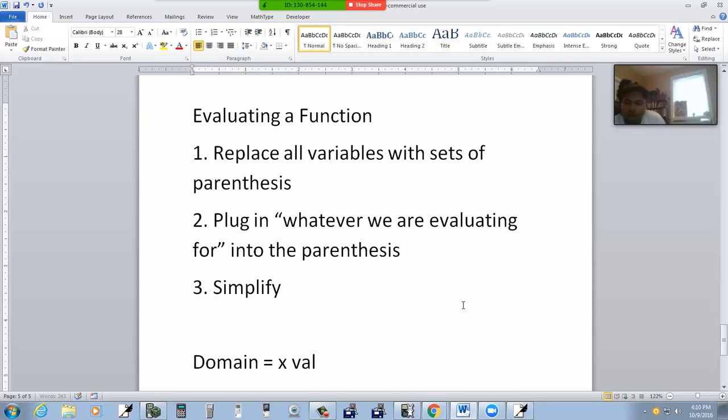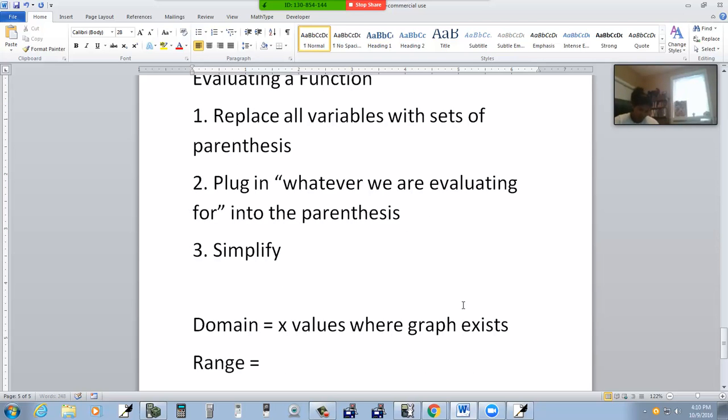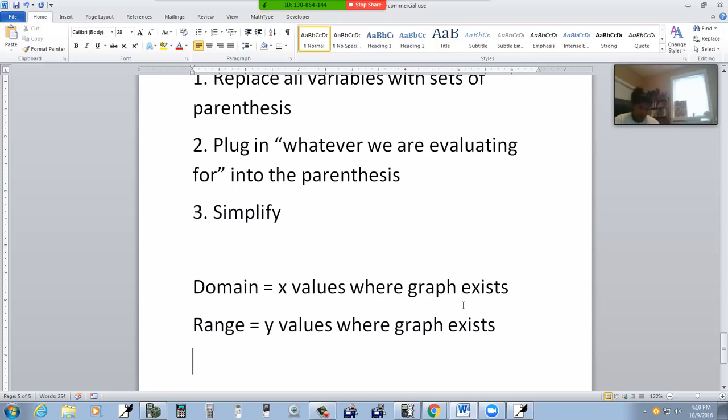Domain is your x values where your graph exists, and your range is your y values where the graph exists. Now, domain and range are a lot more than just x's and y's. Domain is the kind of driver, if you think of it. For example, if I want to eat out Chinese food tomorrow, the amount of money I have in my wallet would drive what restaurant I go to, whether I go to a cheap restaurant or a PF Chang's type restaurant.